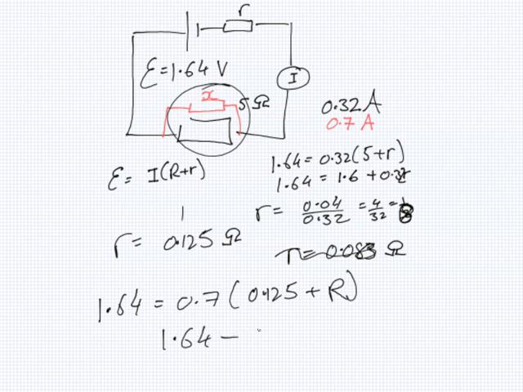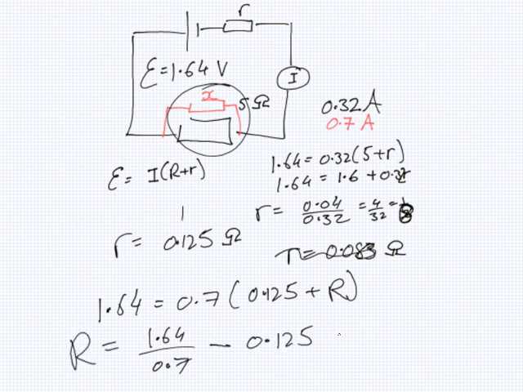1.64 minus 0.7 times 0.125. Oh, what am I doing? That's stupid. Don't be stupid. 1.64 divided by 0.7 minus 0.125. That's the R. What's that, please? 2.23.